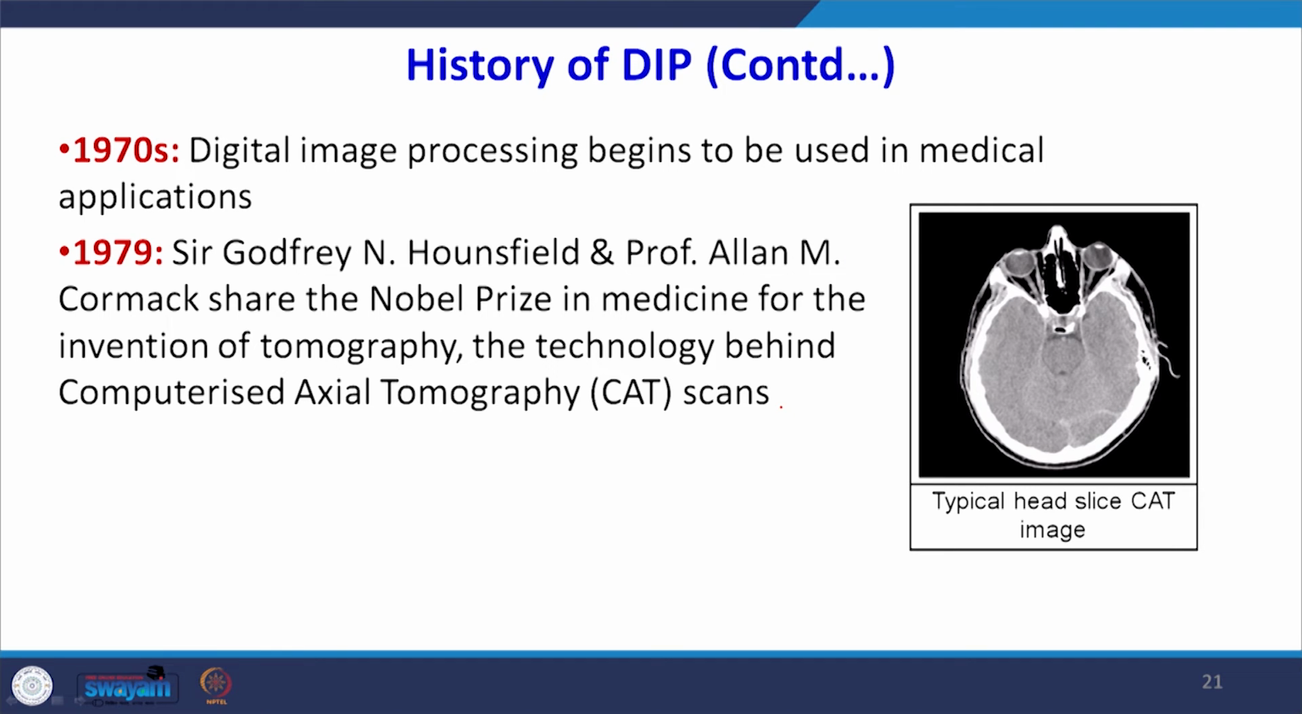Then in the 1970s, applications arrived in medical science also, because in medical applications there are X-ray, CT scan images, and MRI. If the quality of these is not good, how do we enhance it so that proper diagnosis could be carried out? From 1979 onwards, the inventors actually shared the Nobel Prize in medicine also. So applications increased in medical science, particularly with the invention of tomography.